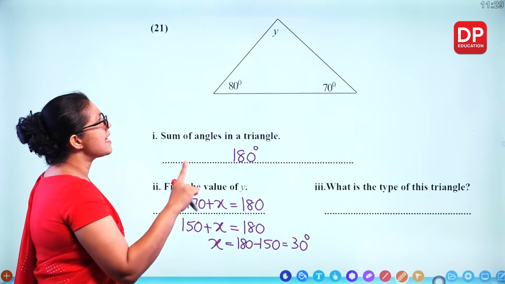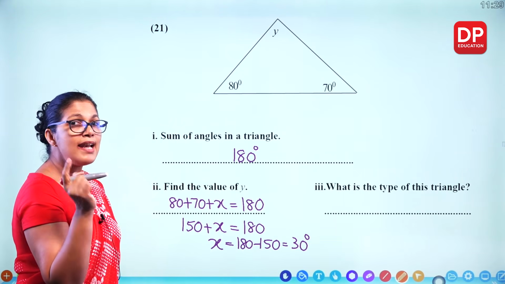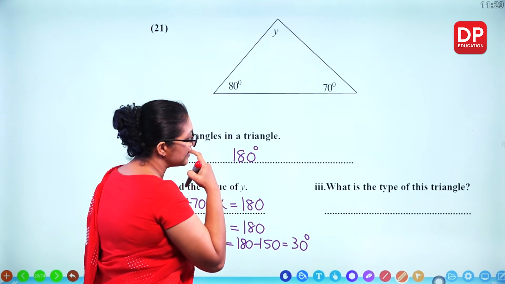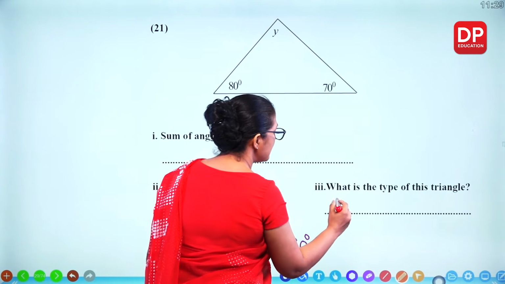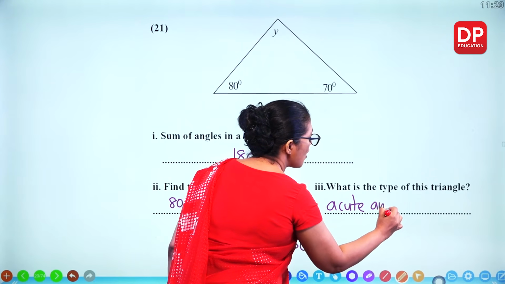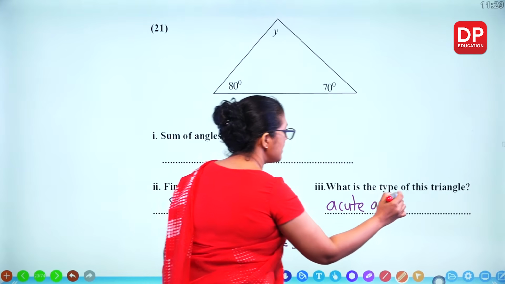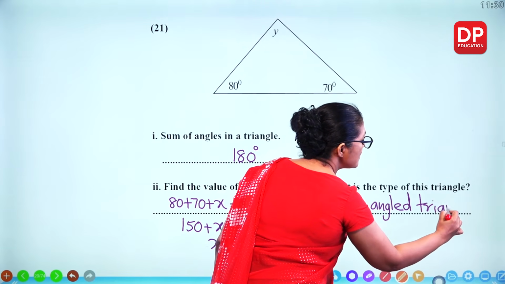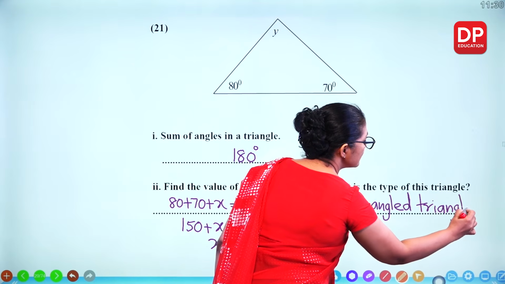So 80, 70, 30, all are less than 90 degrees. Less than right angle. So what is the type of this triangle? Acute angle triangle. All are less than 90 and all these angles are acute angles.